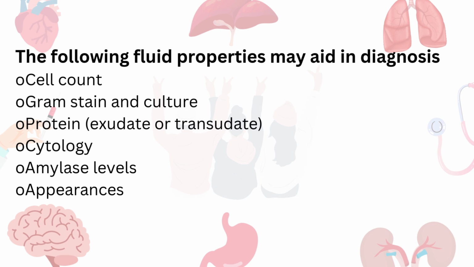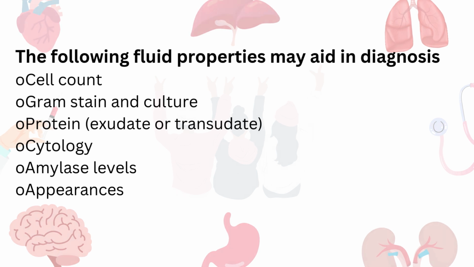If the fluid is from the cirrhosed liver, it would be clear and straw colored. If it is due to tuberculosis, it would be straw colored or bloody. If it is due to malignancy, it would be bloody. If due to infection, it could be cloudy, etc.